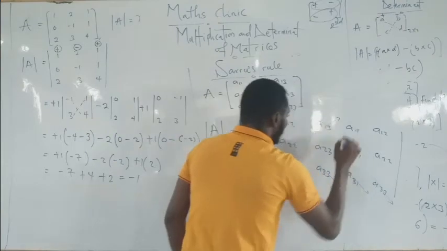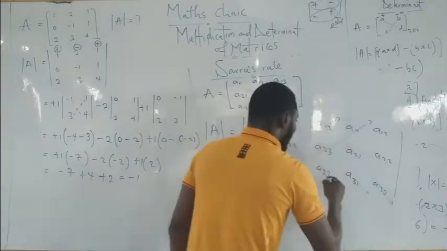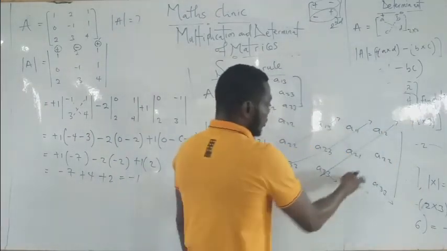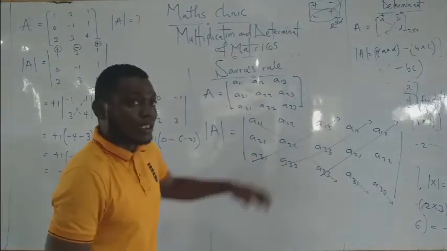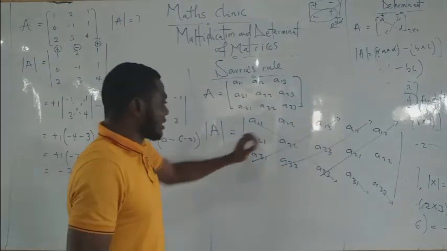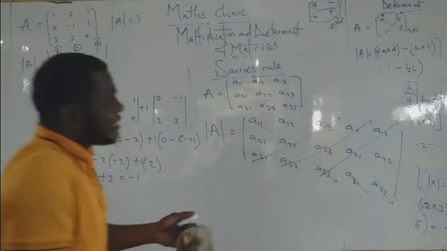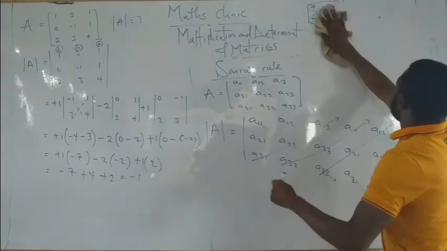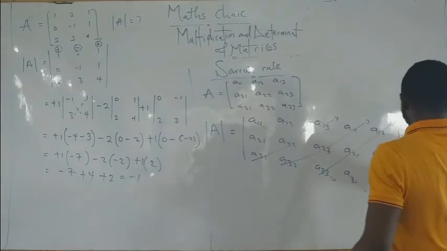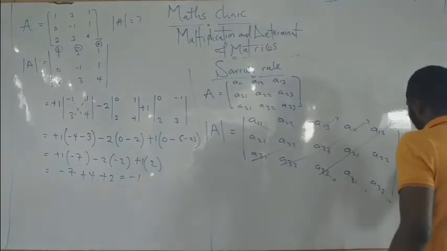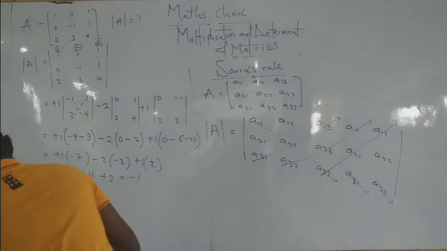We pick this, it is up to 3. We pick this. We pick this because it's up to 3. We can't pick this. So this is what we call what? Sarrus rule. This is what the rule is all about. So let's look at one example using Sarrus rule. One example under this. So let's go.